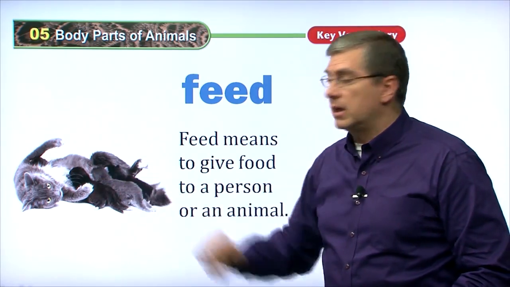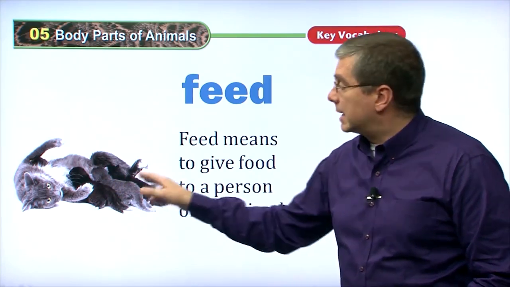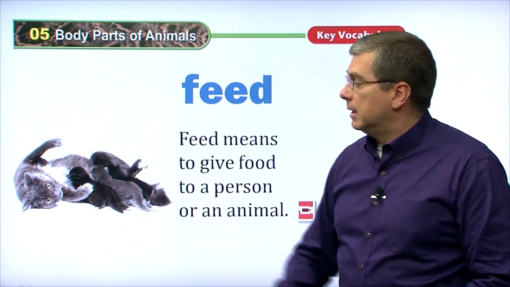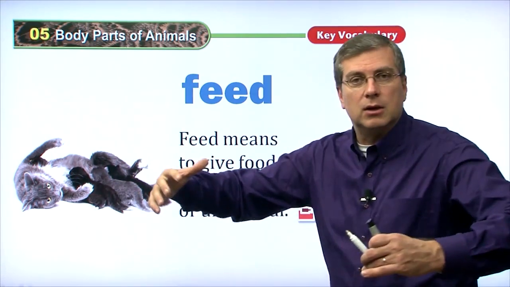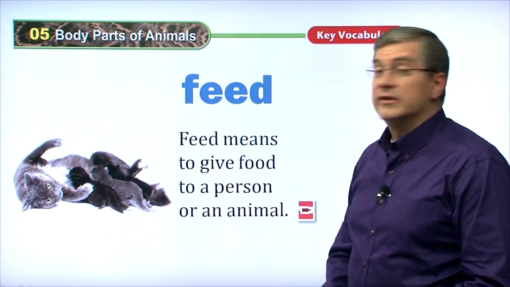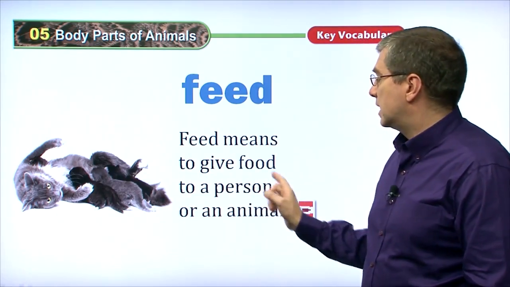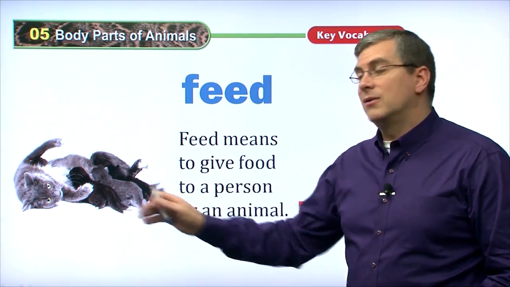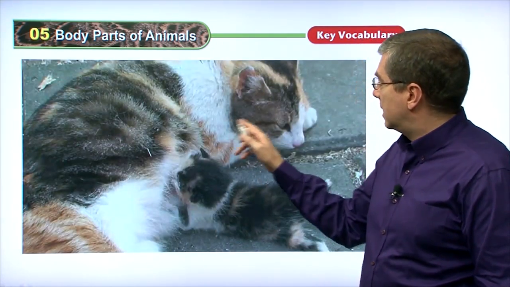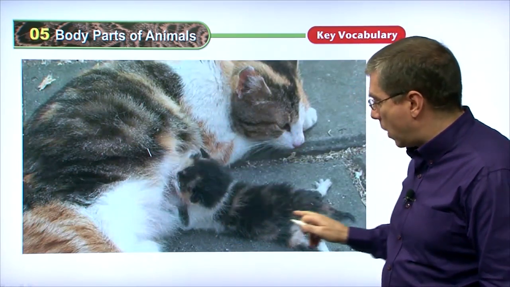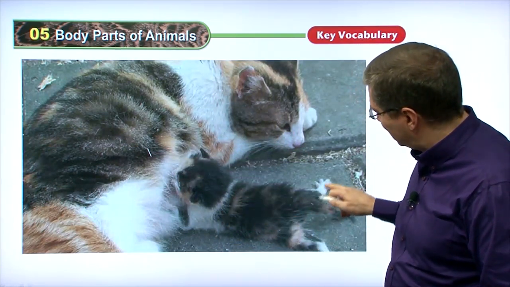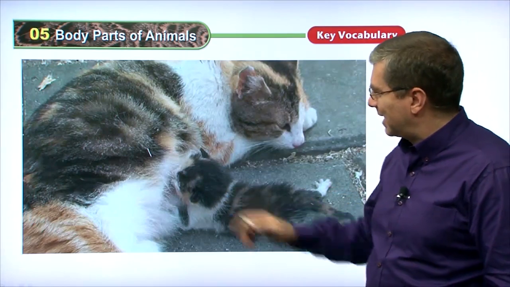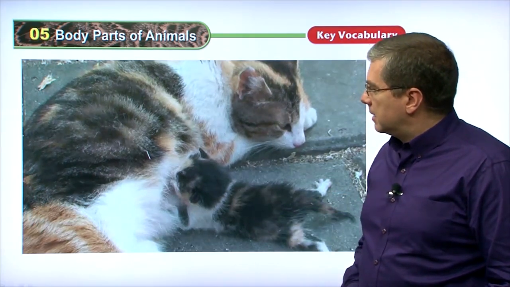So mom is giving her babies milk. The kittens are feeding right now. So mom looks like she's protecting her babies, right? She's giving them some milk. So feed means to give food to a person or animal. Actually, we have a good video. We have a nice video of a cat. Here's mama cat, and here's one of her babies. Look at this baby's feet are splayed out like that. That's pretty cute. Let's see the video.